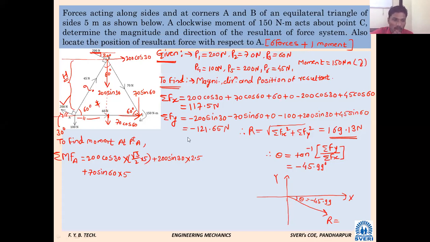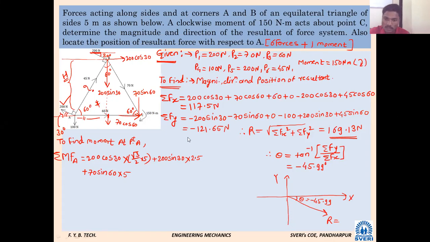Next one is P4, 100 Newton. Is it necessary to consider that 100 Newton force? No, sir, because it is passing through point A. P5, 200 Newton force. Is it necessary to consider that force? No, sir. Last force, 45 Newton. Is it necessary to consider? No, sir. That also is not necessary.